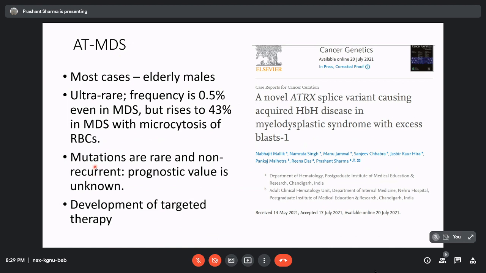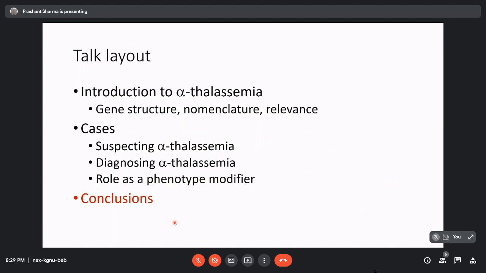So mutations in ATRX are rare and non-recurrent, and as far as we know now, they don't carry a prognostic value, and there is some interest in development of a targeted therapy. So with that, we've come to the end of today's class, part 2 of quantitative globin gene defects.